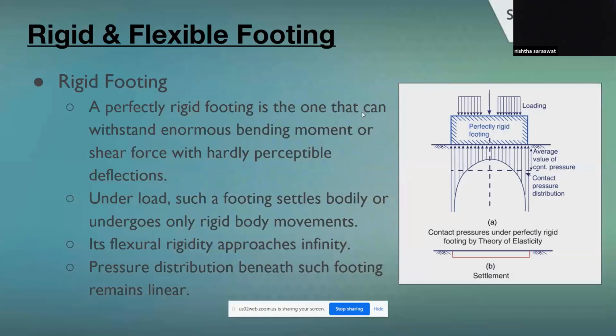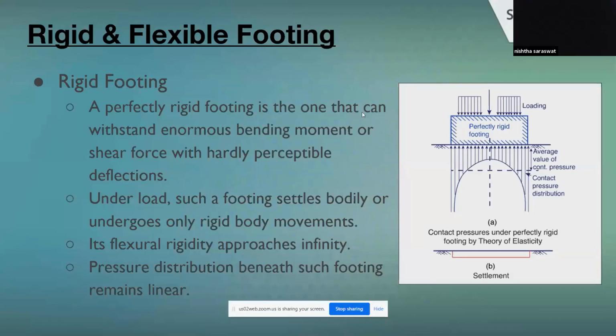Moving on, I would also like to introduce you to the two theories for designing footings: rigid as well as flexible. There's no perfectly rigid or flexible foundation as such, and the assessment of that is done on the basis of elastic modulus, section modulus, as well as the subgrade modulus.